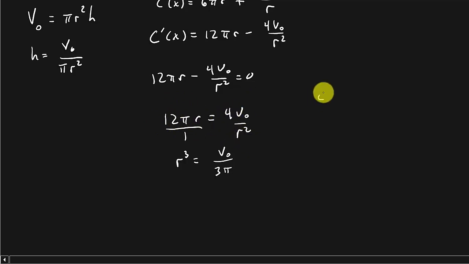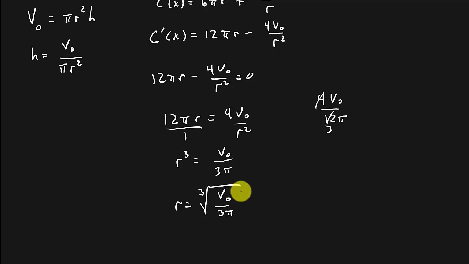So if you get 4 V naught over 12 pi, that cancels. You're left with the 3 pi in the denominator. And so I get r cubed, so I get r is equal to the cube root of V naught over 3 pi. Now I'm not going to go into the detail that this problem has. I'm going to just leave it right here.